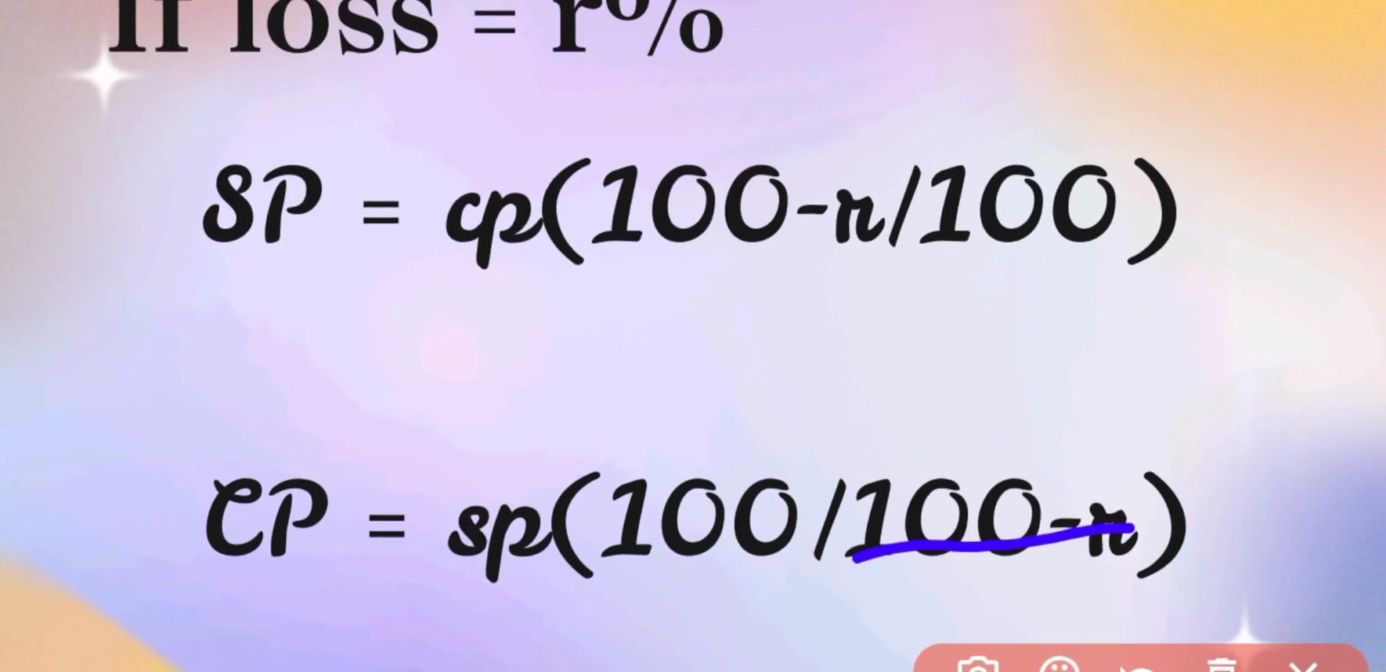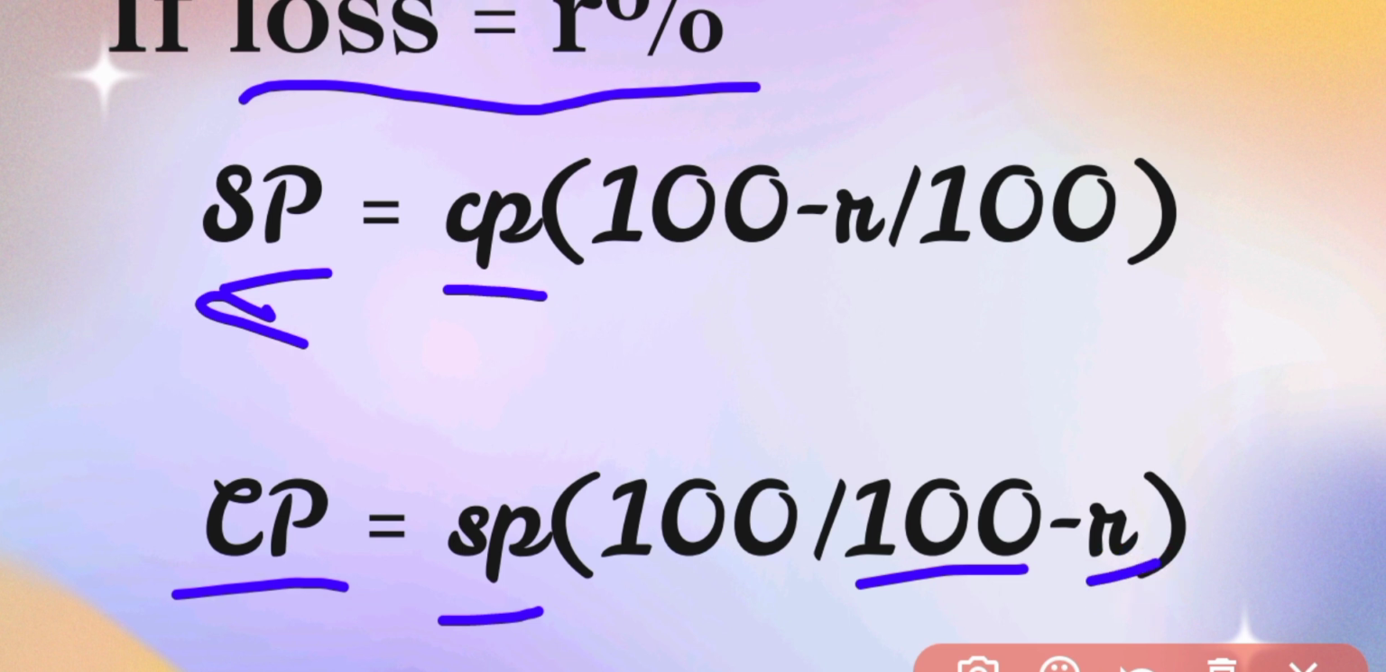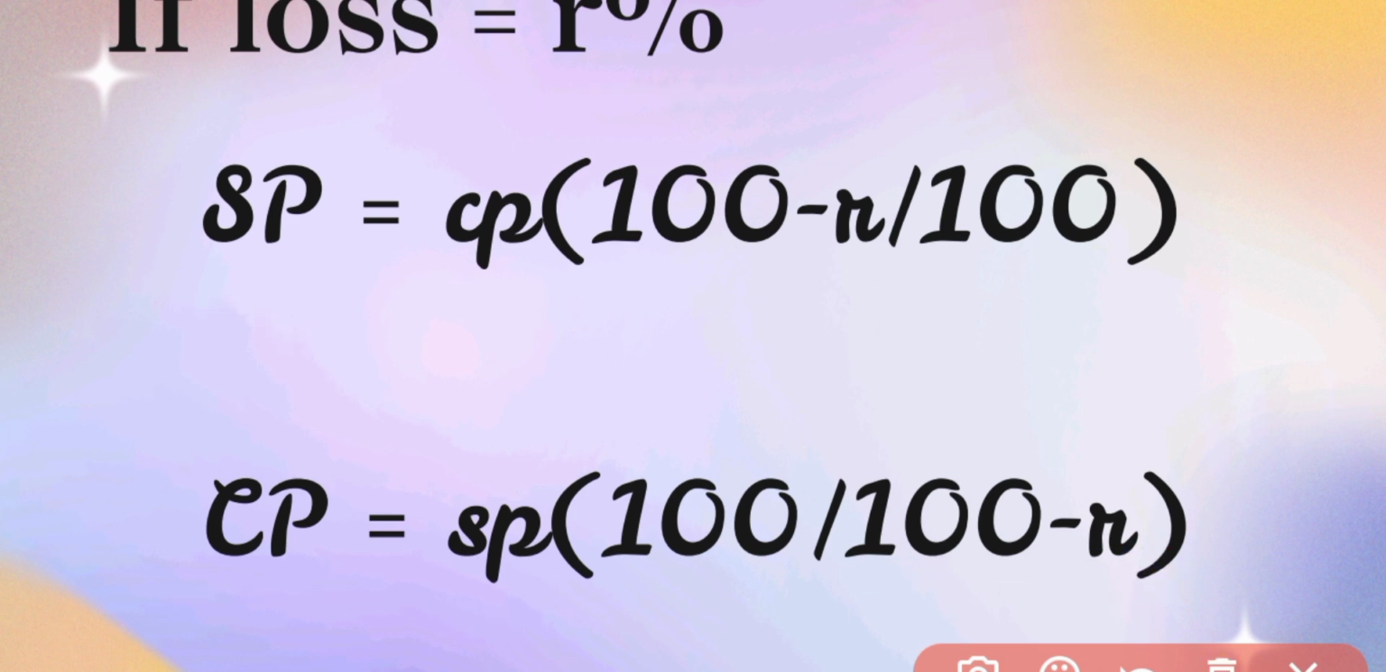Now see, if you want to know the selling price and you know the loss percentage, which is R%, how will you find SP? To find selling price, you have to multiply CP by 100 minus R and divide it by 100. And to find CP, you have to multiply SP by 100 upon 100 minus R. So this was all in this video.